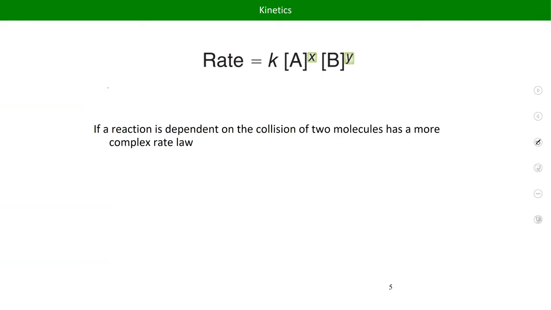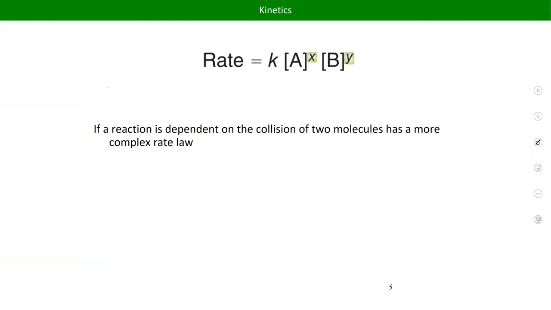So if X is zero and Y is one, what order rate is that? Anybody remember these terms? It's first order. It'd be first order in B, and it'd be zero order in A. So adding more A doesn't change the rate. Adding more B does. And overall, we'd say that's a first order reaction.